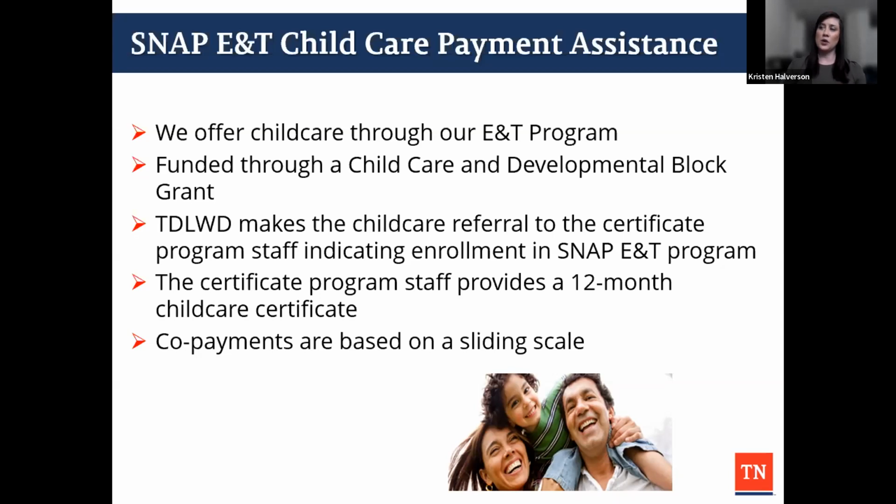And so the way that it works is the Department of Labor staff actually makes the childcare referral to the certificate program, indicating that the customer is in E&T and participating. Through status notices, we also let child support know who's participating as well from the TDHS end. And not only that, but it's a 12-month childcare certificate. So this provides customers a resource that they may not have had before.